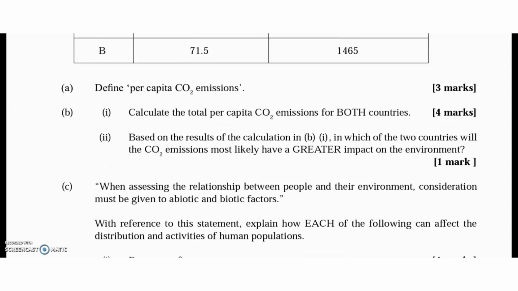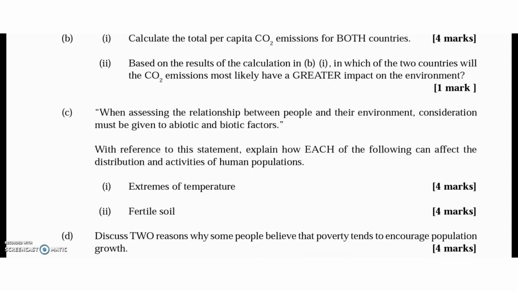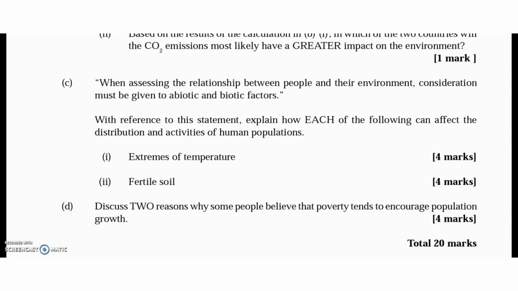Now, this is part C now. When assessing the relationship between people and the environment, consideration must be given to abiotic and biotic factors. With reference to this statement, explain how each of the following can affect the distribution and activity of human population. Now, the first one is extremes in temperature.